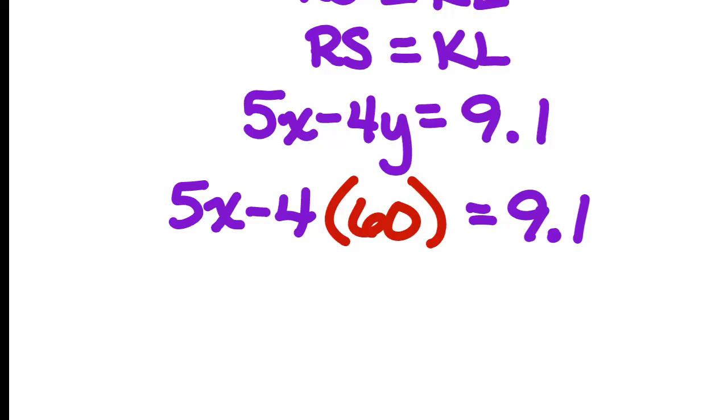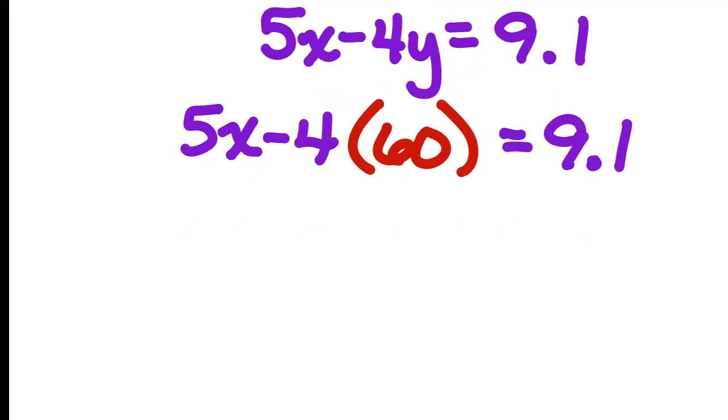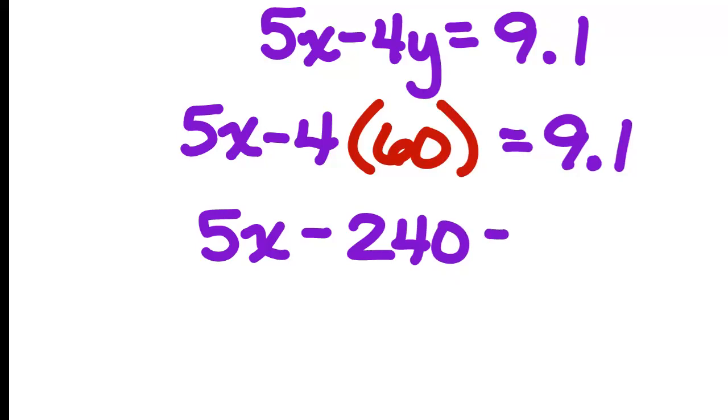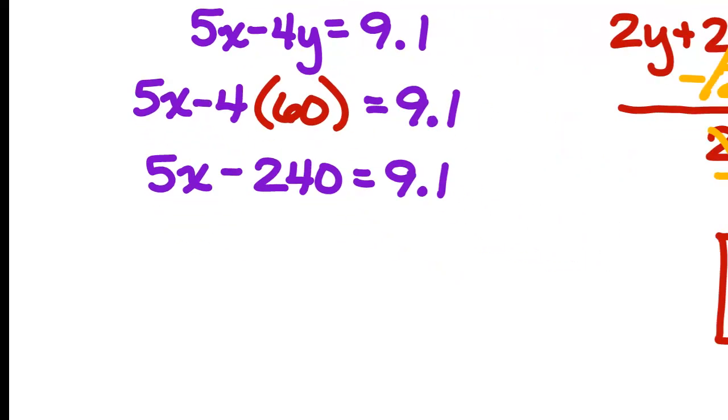Is that an equation that I can solve now? Yes. What is 4 times 60? 240. So 5x minus 240 equals 9.1. Walk me through the next couple steps. Negative 4 times 60, I'm still going to get negative 240. So it's still going to be a minus there, yes. But you could look at it as negative 4 times 60. Yep. What are my next couple steps to solve this? Yes. Add 240 to both sides.